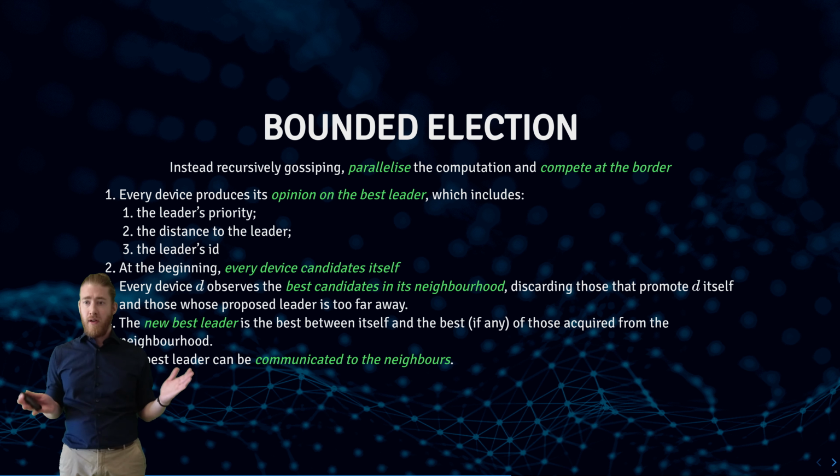As before, at the beginning, everyone candidates itself. Then, the best is selected among itself and the best leader every neighbor communicated back to us, excluding those candidacies that propose ourselves, or those whose path to the current node would be too long for the maximum partition size. The best leader that is found this way is then communicated to the neighbors. Pretty easy.